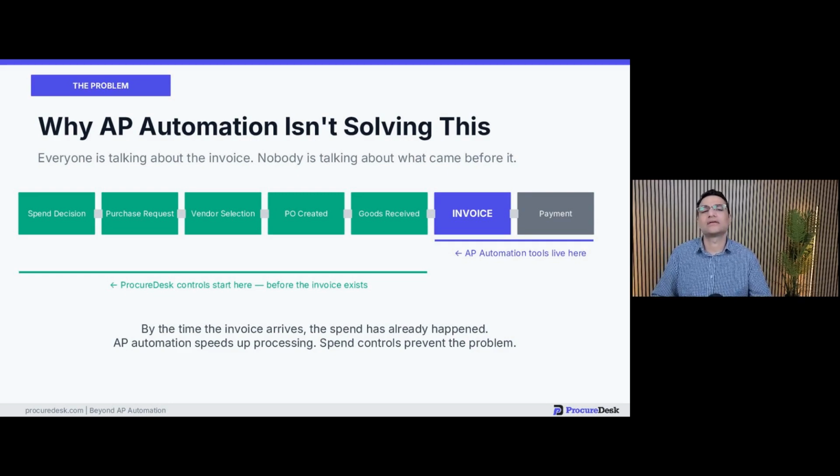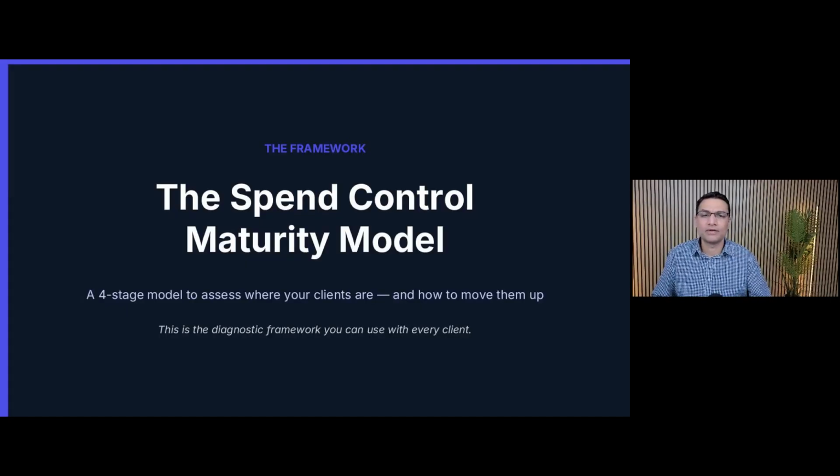And the systems that your clients are using today are not designed to capture that, which means you have to find that information somehow. And that is where most of the work comes from, right? So let's talk about a spend maturity model.